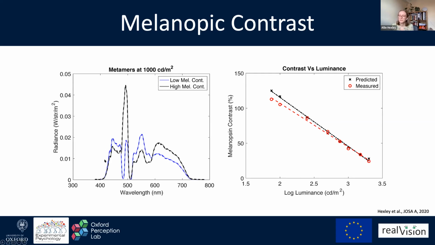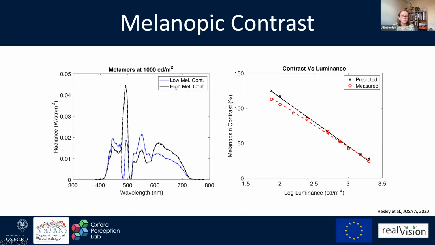And the spectra that we want the display to show are shown in the dashed lines, while the spectral output we actually measure are shown in the solid lines. And we can see the two clearly overlap, so the display is able to produce this pair of metamers that we generate. And we can see in the graph here on the right, where I'm plotting the melanopsin contrast on the y-axis and against luminance on the x-axis over a luminance range of 75 to 2000 candelas per meter squared, that the requested contrast in black and measured contrast in red strongly agree across this relatively large luminance range.